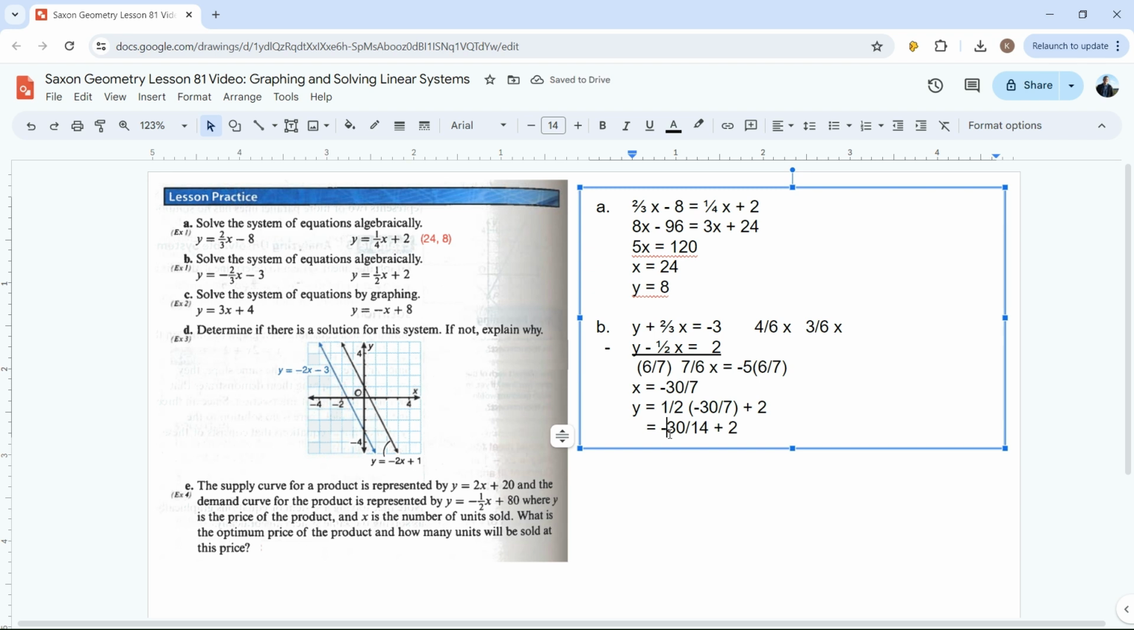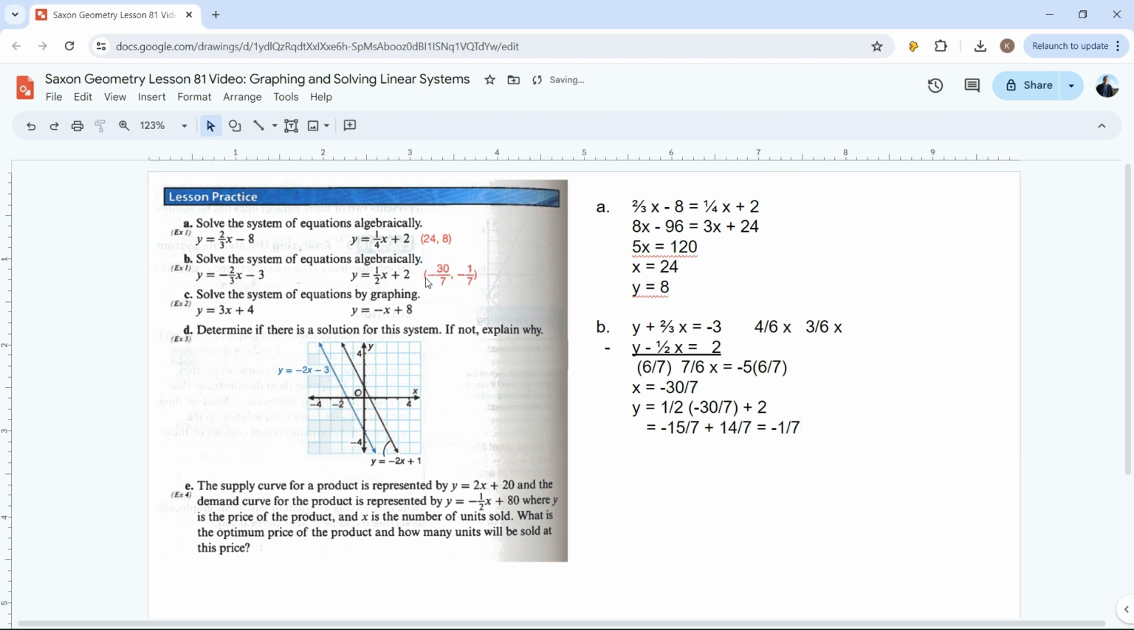Negative 30 over 14 can be simplified to negative 15 over 7. And then 2 is the same as 14 over 7. I just multiply 2 times 7 over 7 to get 14 over 7. And now I can actually add these. Negative 15 over 7 plus 14 over 7 is negative 1 over 7. So y should equal negative 1/7. Let's see if we got these right. They're such bizarre numbers, but that's what they are.